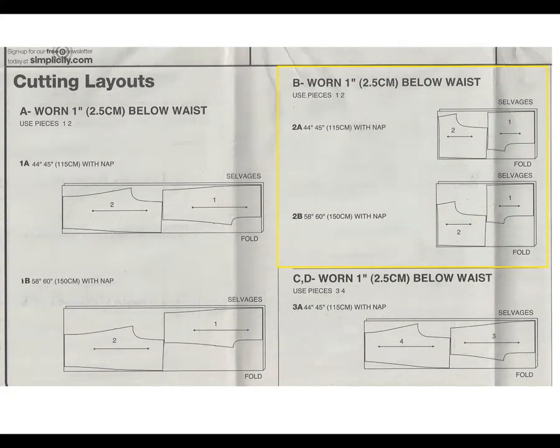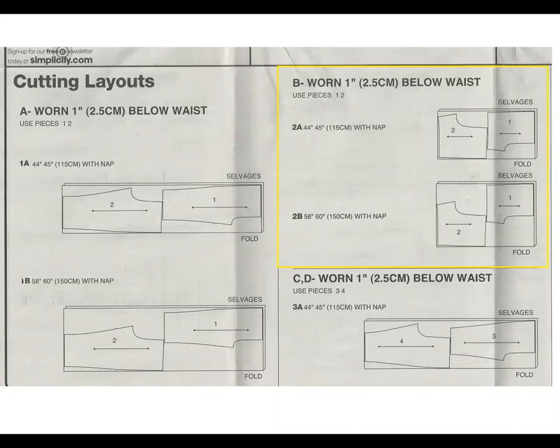Now you'll notice that there's a 2A and a 2B. 2A is if you are cutting it out of 44 to 45 inch wide cotton fabric that doesn't have a nap. What does a nap mean? A nap really relates to something like a velvet. If you've ever had a velvet vest or a velvet dress, when you rub your hand down, it's smooth, and when you rub your hand up, it's rough, and it makes it look different colors.